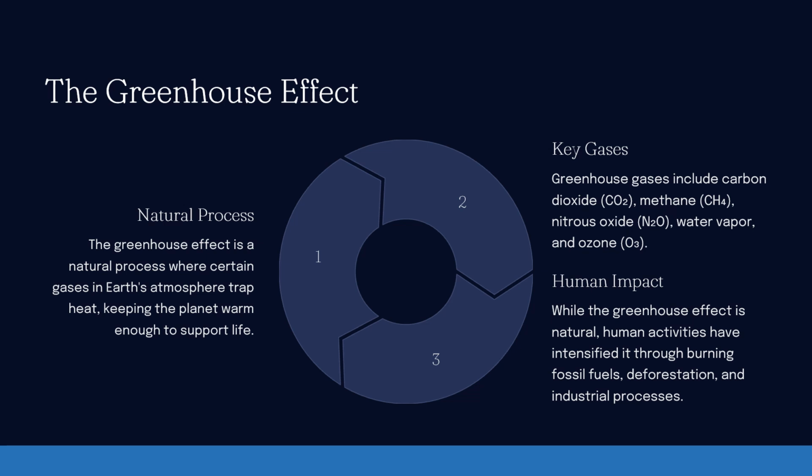2. Key gases. The gases responsible for the greenhouse effect include carbon dioxide, methane, nitrous oxide, water vapor, and ozone. These gases allow sunlight to pass through but prevent some of the heat from escaping, which keeps the Earth warm. 3. Human impact. While the greenhouse effect is natural, human activities have made it stronger. Burning fossil fuels, cutting down forests, and industrial activities release more greenhouse gases into the atmosphere. This has caused the Earth to warm at an accelerated rate, contributing to climate change.